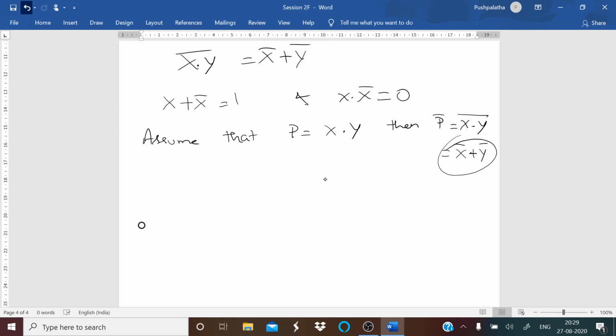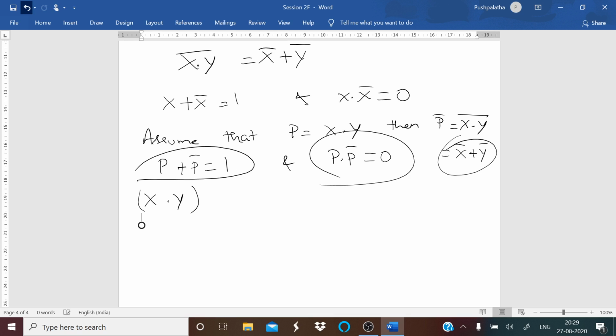Now we have to prove that x into y, that is p, plus p bar is always 1 and p into p bar is always 0. You have to prove both these statements. So what is the value of p now? The value of p is x into y. So x into y plus x bar plus y bar is equal to 1. You have to prove this statement.